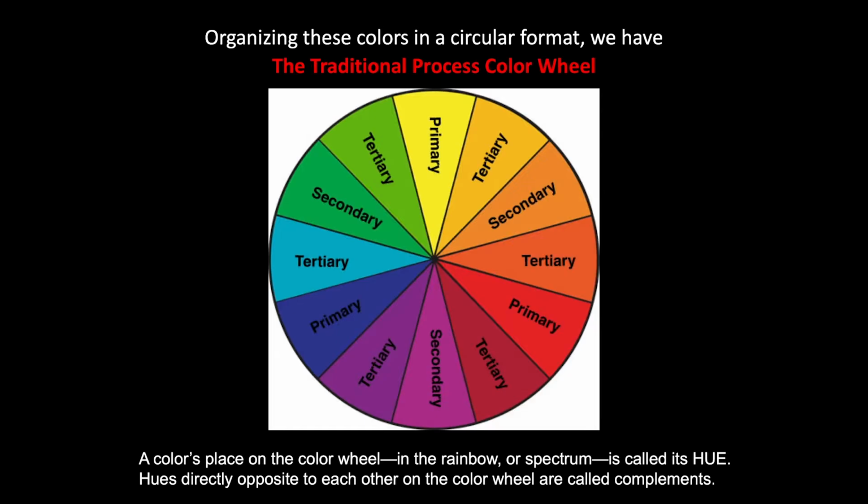Hues are placed directly opposite to each other on the color wheel when they're in a relationship that we call complementary. So yellow is a complement of purple, green is a complement of red, blue is a complement of orange.